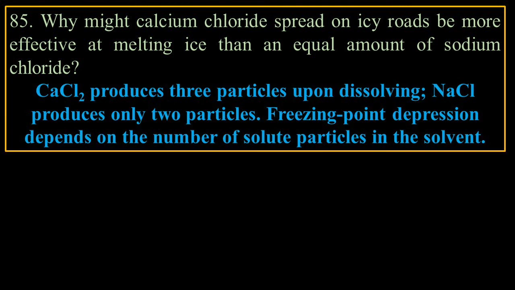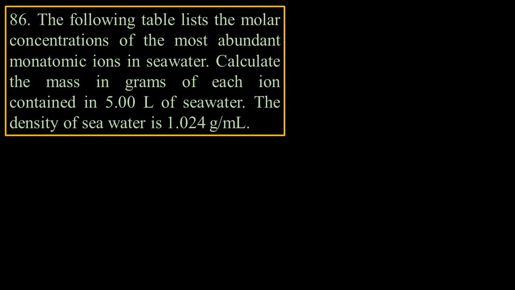Calcium chloride produces 3 particles upon dissolving. Sodium chloride produces only 2 particles. Freezing point depression depends on the number of solute particles in the solvent. Remember, colligative properties are based on particles, not the identity of those particles necessarily.